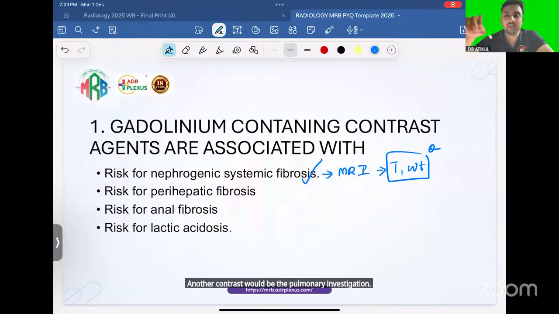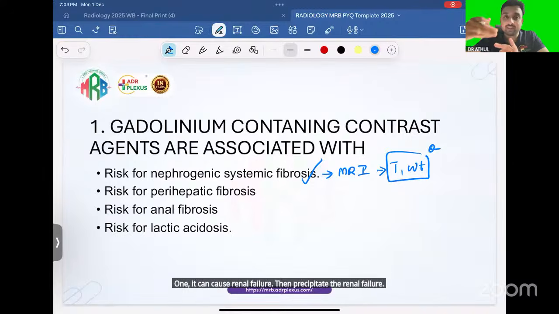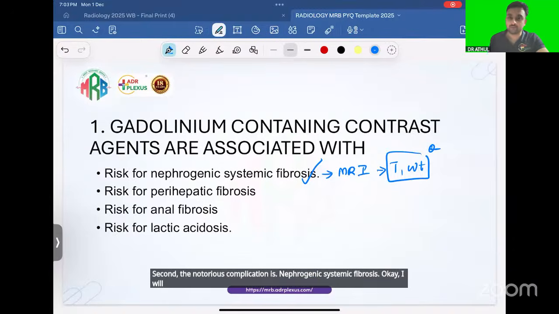Minimum, RFT. So if a patient is having high RFT, then it is not safe to give gadolinium because it can cause what? One, it can cause renal failure. It can precipitate the renal failure. Then second, the notorious complication is nephrogenic systemic fibrosis. Okay, I will show you one image of nephrogenic systemic fibrosis.